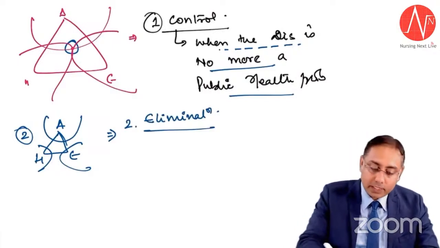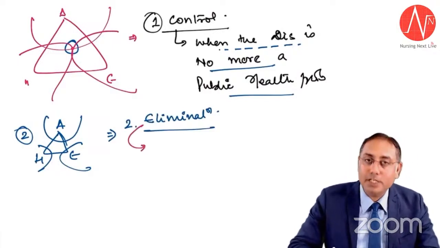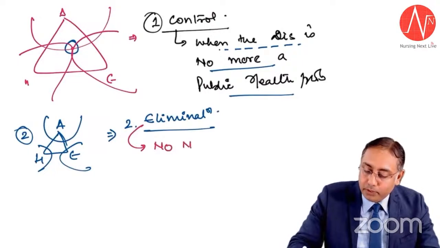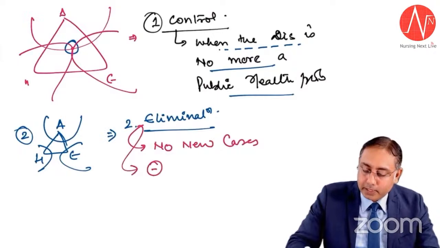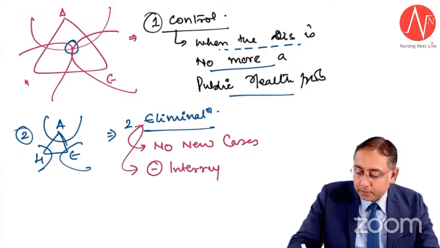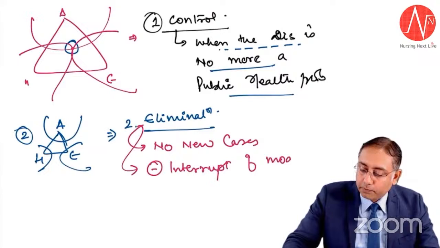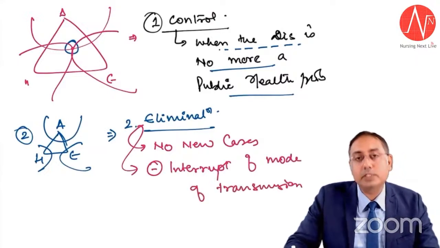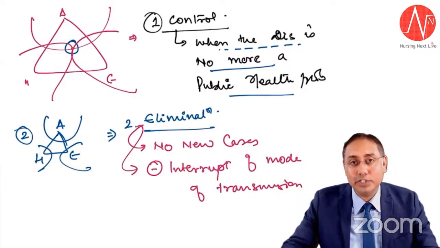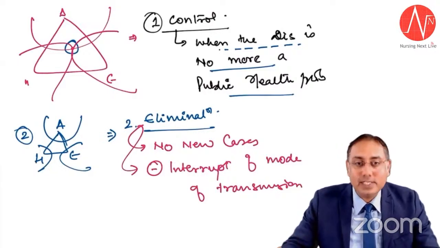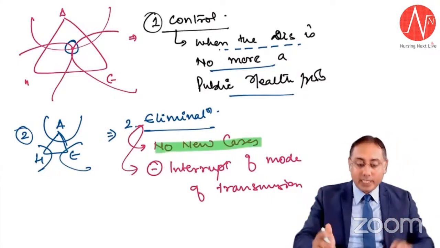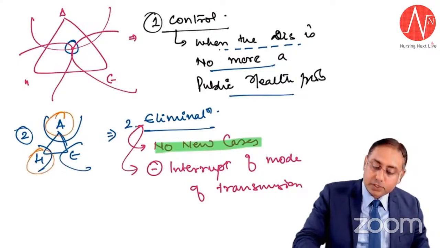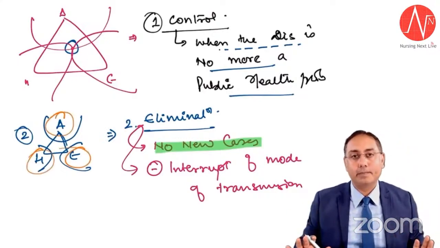What do you mean by elimination phase? Please write down for your MCQ exams. Elimination phase means there are no new cases. Why are there no new cases? Because there is interruption of the mode of transmission. Why do you want to interrupt the mode of transmission? Because somebody told you that you have to cut the chain of transmission to stop the disease. So that is the reason there are no new cases. Very important: the infectious agent is still there. The agent is there, the host is there, the environment, they all are still there.